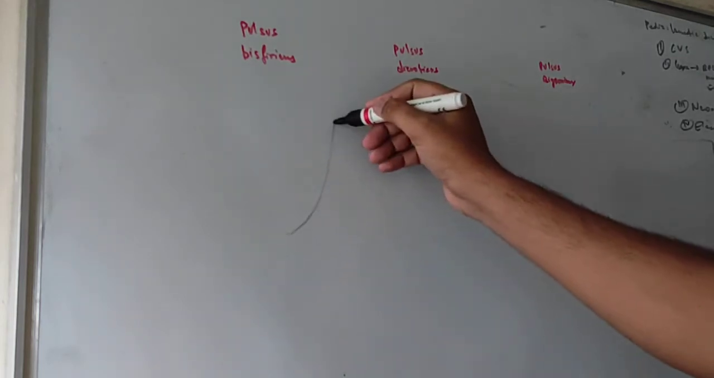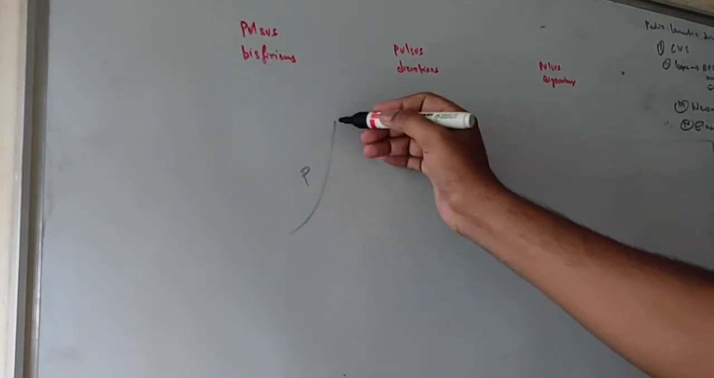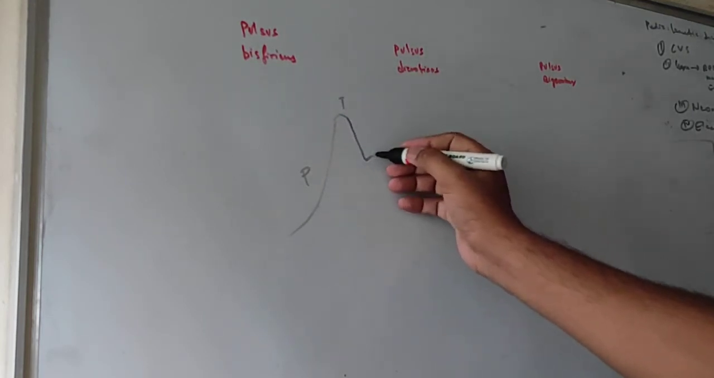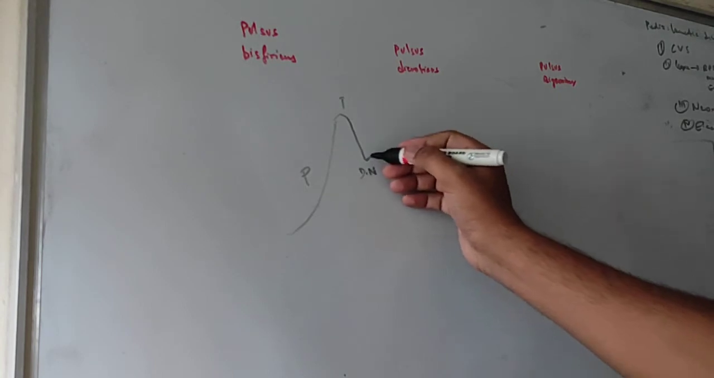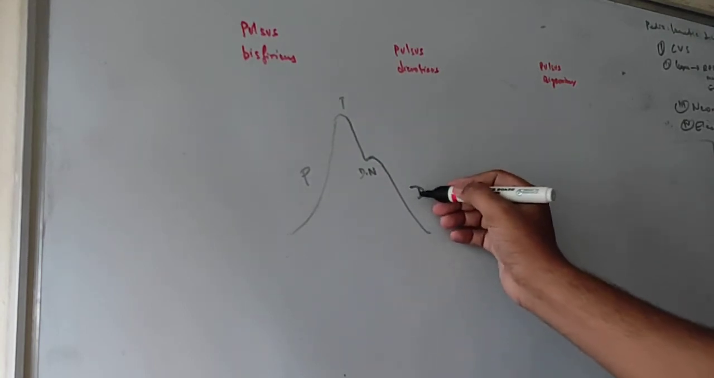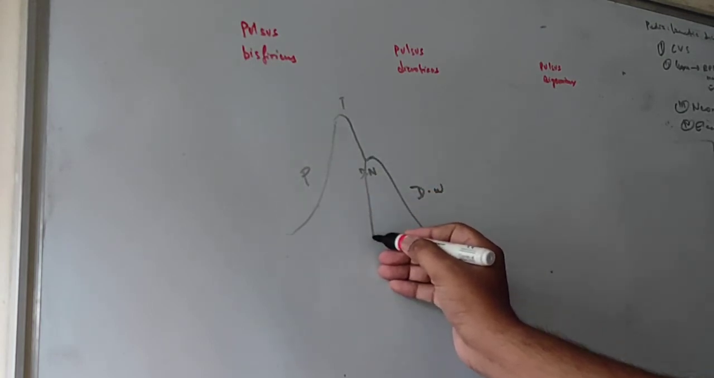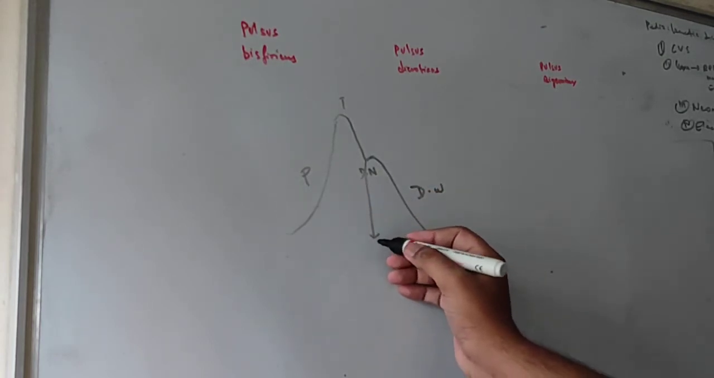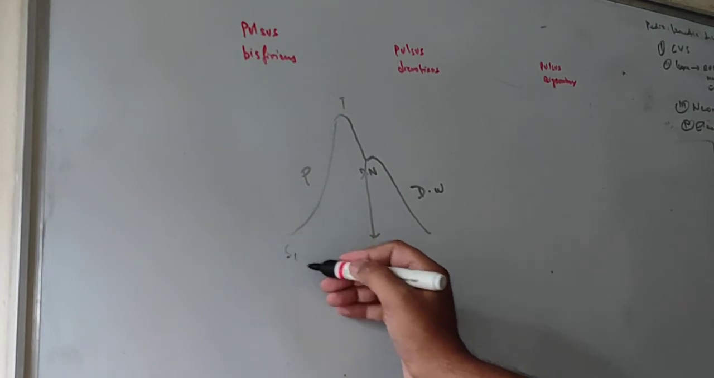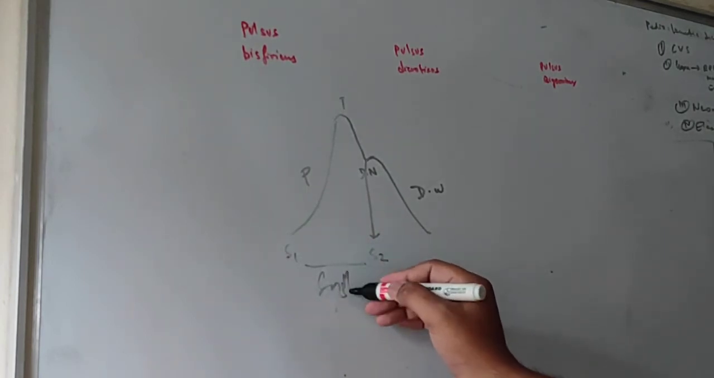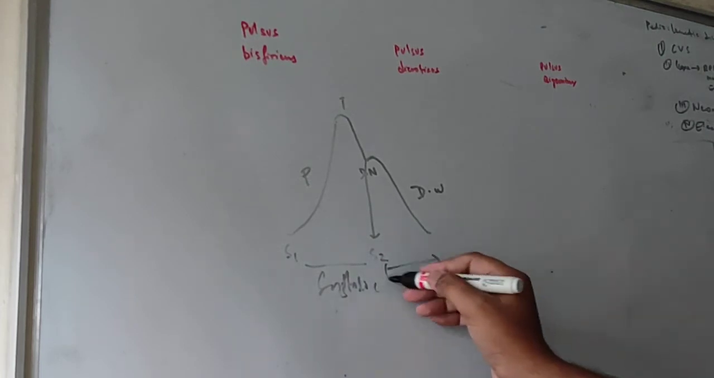can make it like the percussion wave, and the peak is the tidal wave. There is something called the dicrotic notch, and there is the dicrotic wave. This dicrotic notch is characterized by the closure of the aortic valve. So this is S1 and S2. This is the systolic phase. This is the diastolic phase.